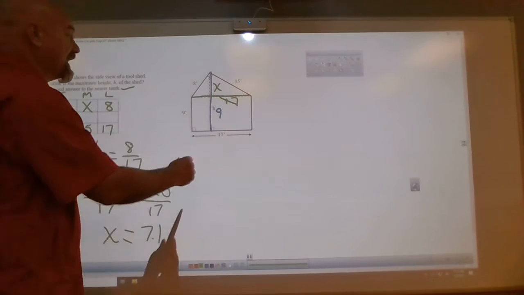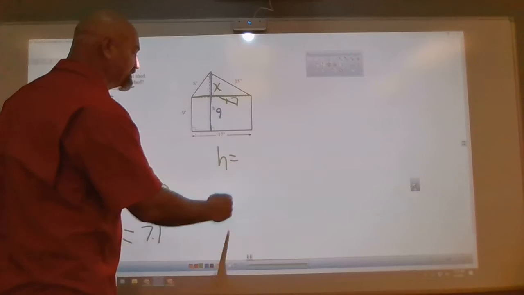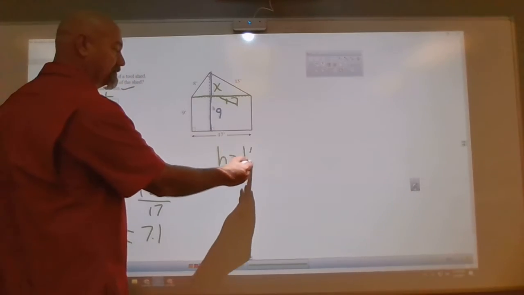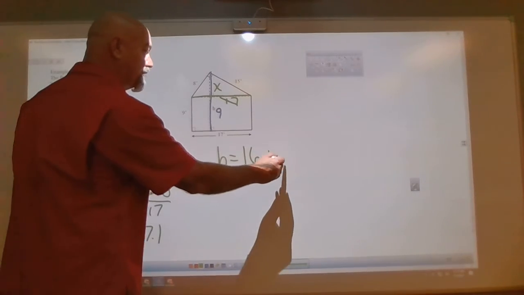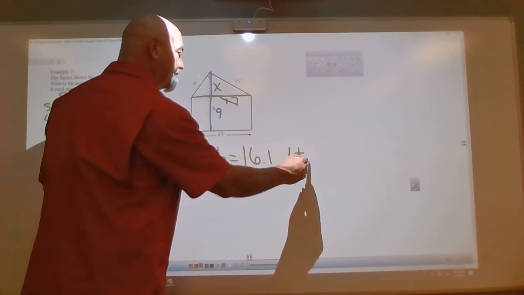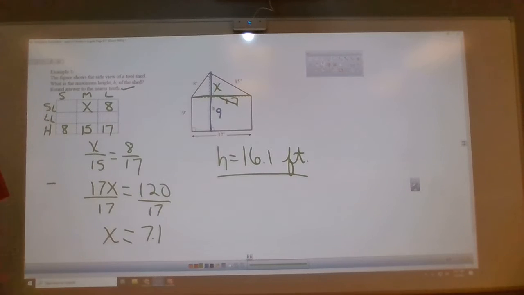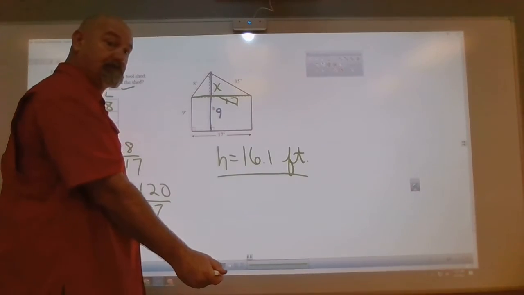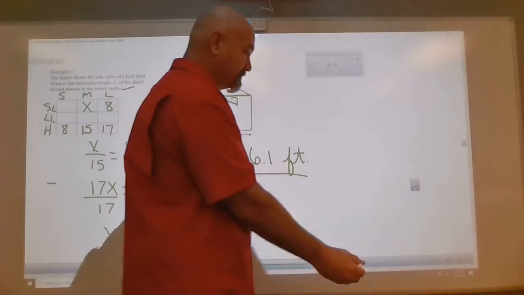Okay, so what's the height? H is equal to 16.1 feet. Okay. All right, good job. Questions? All right, let's go to the next one.